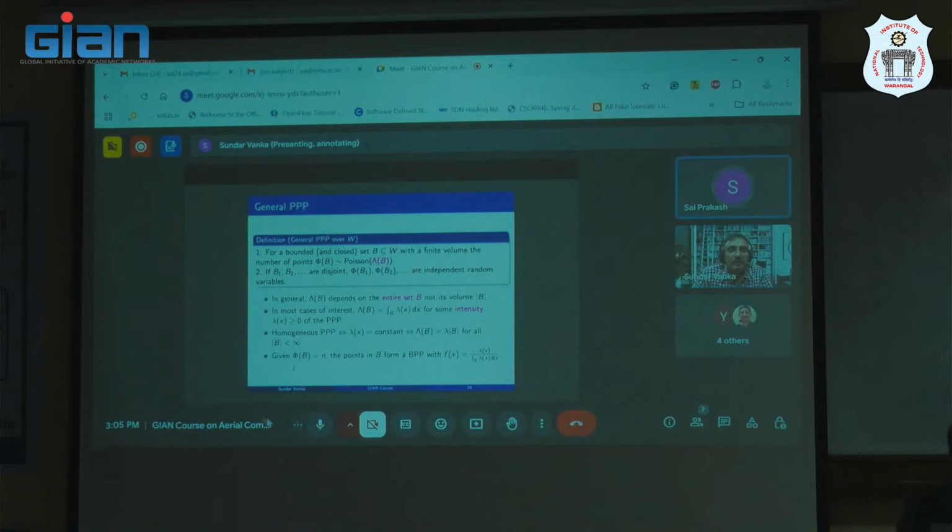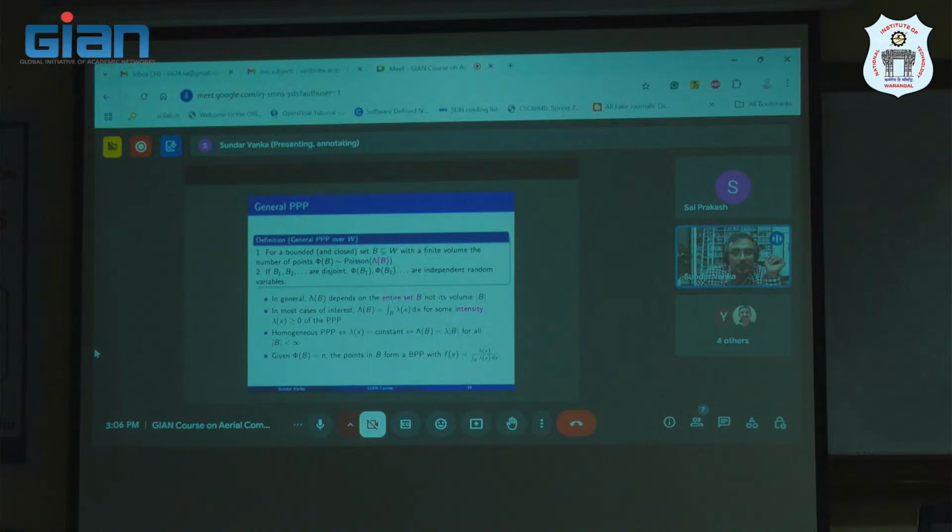Okay, good. If they are happy, I'm happy. So this is a good time to generalize what we saw and consider what we call a general PPP, or a non-homogeneous PPP. The way it's defined is like this.